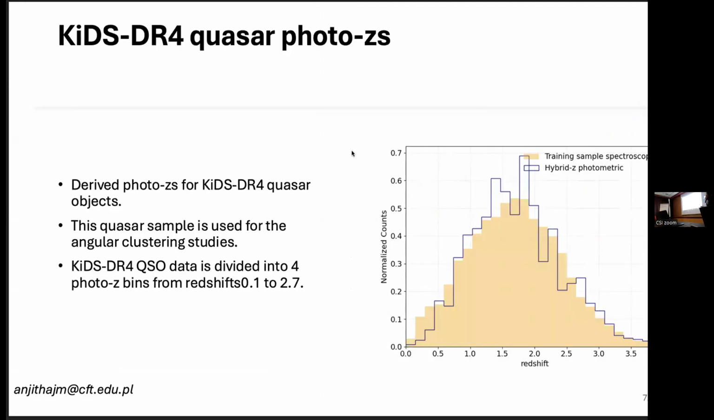Now we have a model for photo-zs. Then we derived the photo-zs for all the KiDS DR4 quasar objects. This was around 157,000 objects. This photo-z catalog is divided into 4 tomographic bins, from redshift 0.1 to 2.7. This redshift range is chosen because most of the quasars occupy this region.